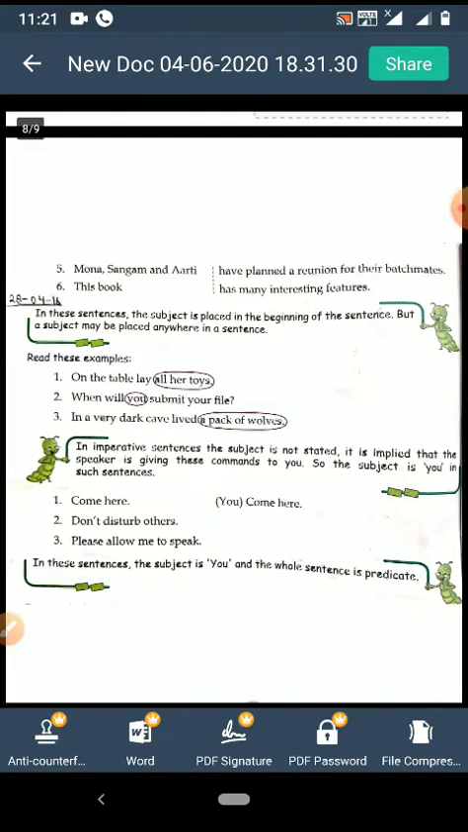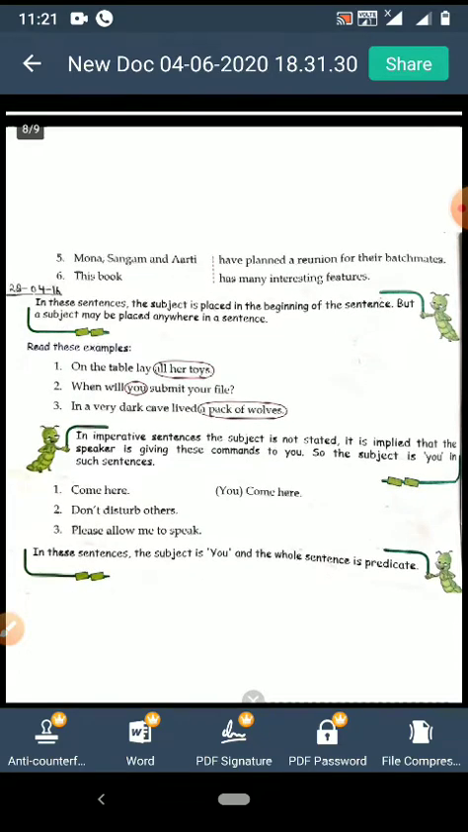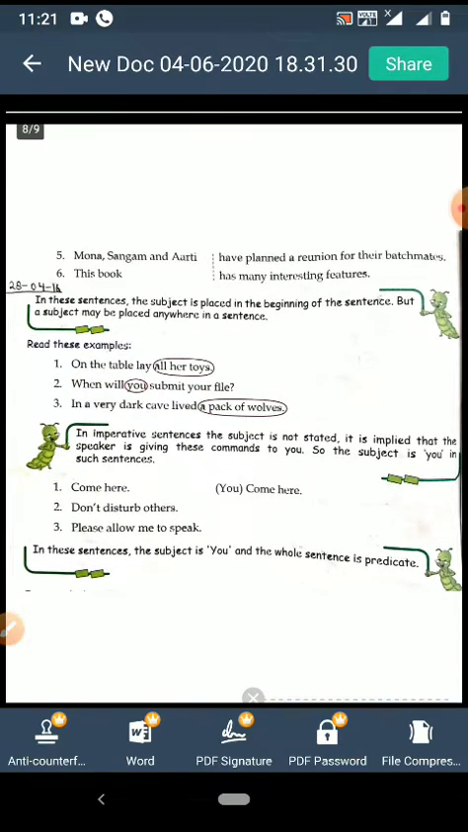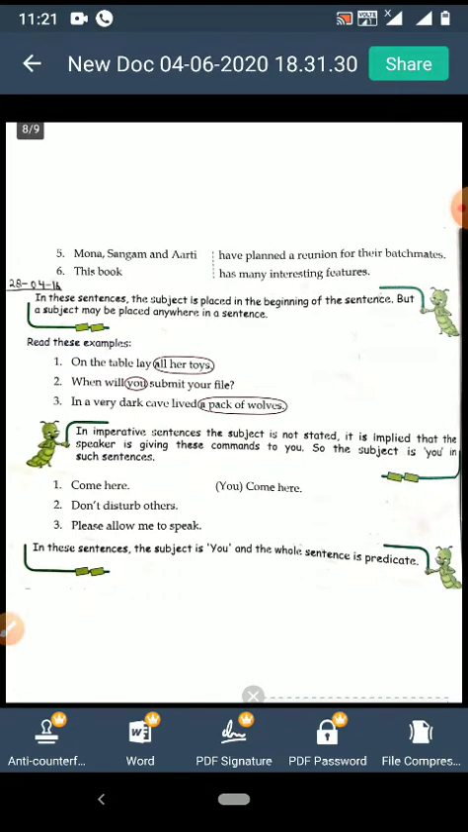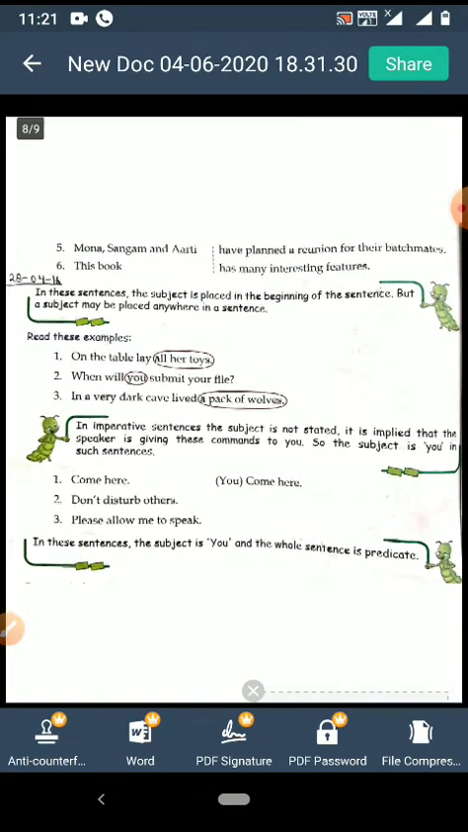Now, in these sentences, the subject is placed in the beginning of the sentence. But it is not necessary that the subject always comes at the beginning of the sentence. It can be in the center of the sentence or at the end of the sentence. It can be placed anywhere in the sentence.